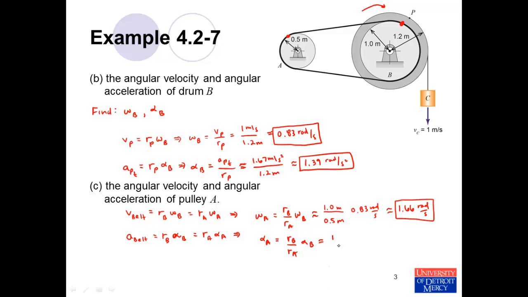And so again, the angular acceleration of body A will be twice the angular acceleration of body B, where body B had an angular acceleration of 1.39 radians per second squared. We multiply that out, and we get that the angular acceleration is 2.78 radians per second squared. And that brings us to the conclusion of this example.